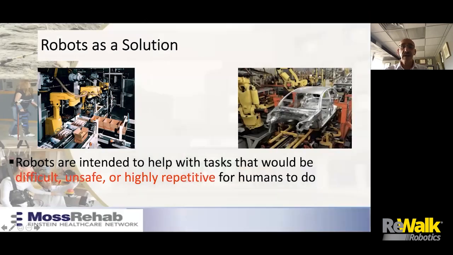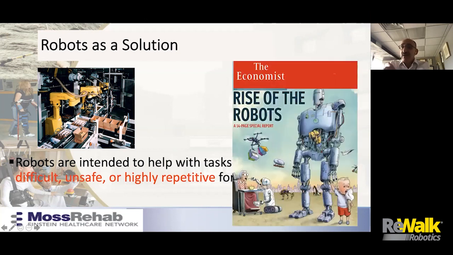And so one solution that has become potentially available is the idea of using robotic devices. And robotic devices have been developed for integration into industry quite well. They are really intended to address circumstances which are difficult, unsafe or highly repetitive for humans to perform. And so they tend to work quite well. But the reality is that now we can think about them as devices that we can use in healthcare.